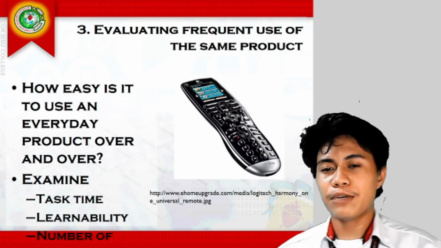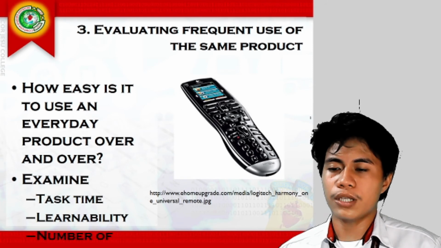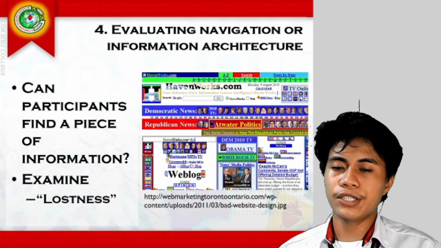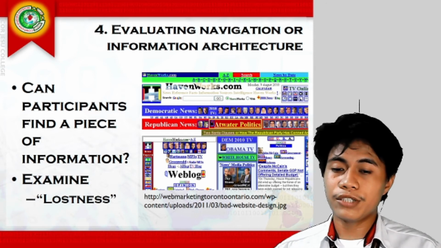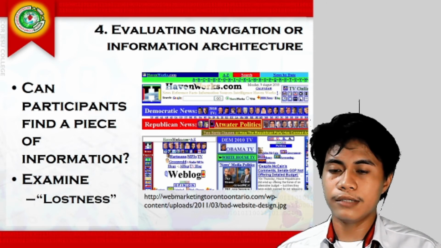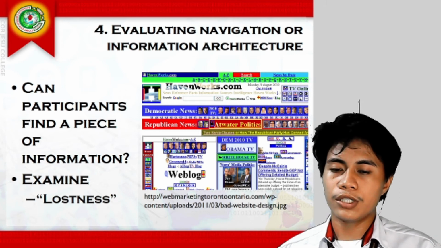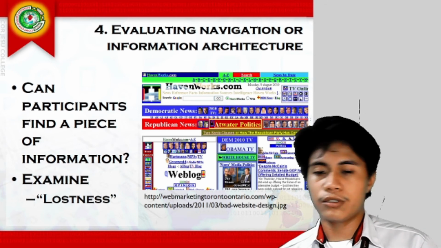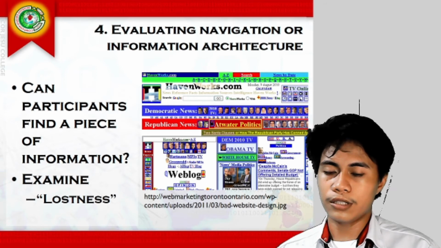Number 3, evaluating frequent use of the same product. How easy is it to use an everyday product over and over? Number 4, evaluating navigation or information architecture. Can the participants find a piece of information? Your information must be organized and easy to find and easy to read so that your users will not be lost and can use the directions easily.